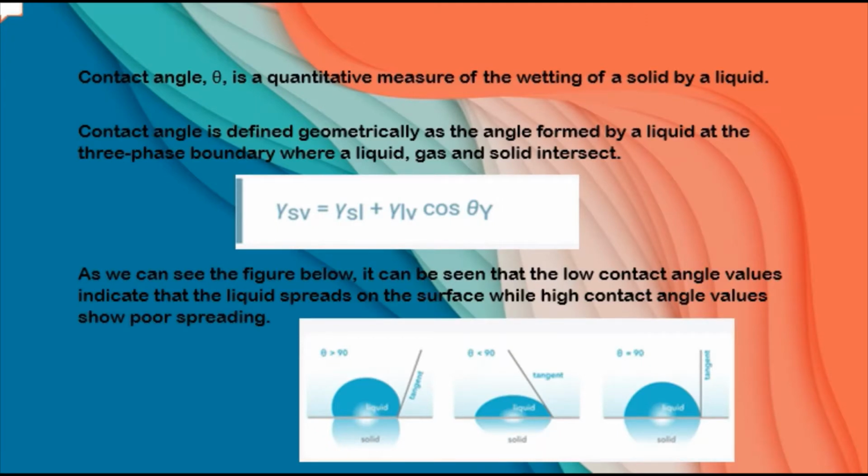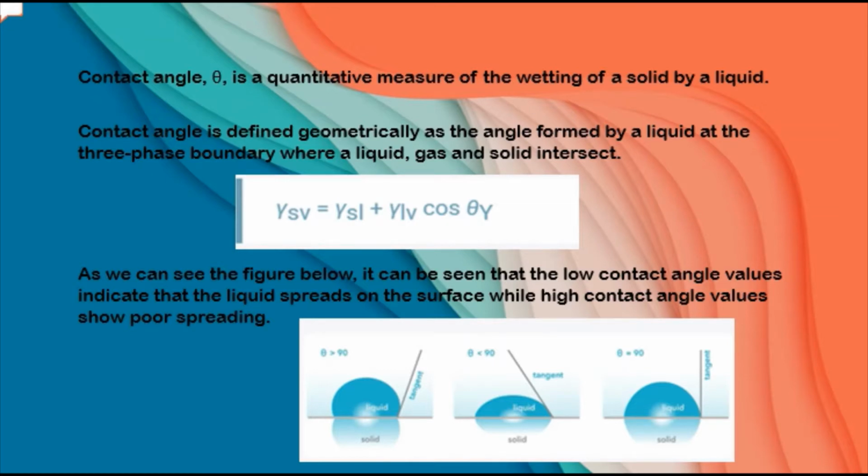So, contact angle is a quantitative measure of the wetting of a solid by a liquid. Contact angle is defined geometrically as the angle formed by a liquid at the three-phase boundary where a liquid, gas, and solid intersect. The instrument of choice to measure contact angles and dynamic contact angle is an optical tensiometer. A force tensiometer can also be used. Both optical and force tensiometers enable static and dynamic contact angle measurement.